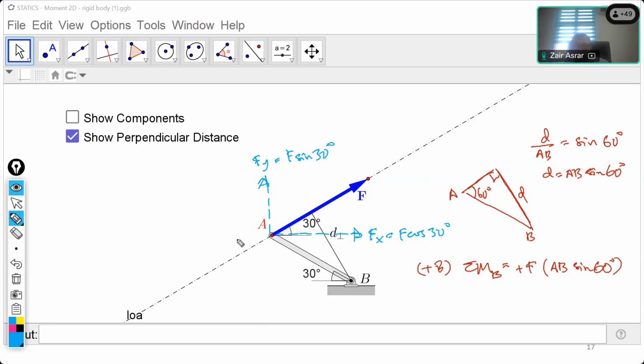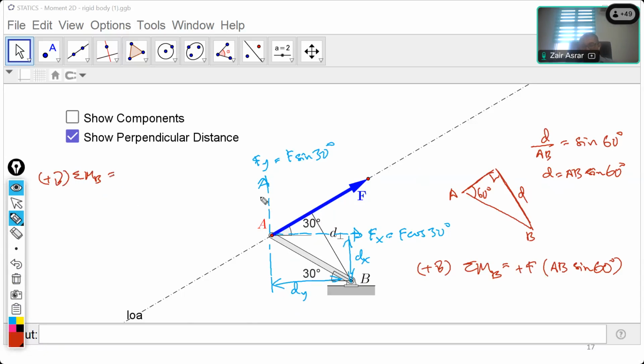So this is the line of force for Fx. So d from Fx towards point B will be this one here, which is equal to dx, and d from the line of force of Fy towards point B will be this one here. So this is our dy. If we want to write down the equation, we are still taking moment at B, summation of moment B, clockwise is positive. That's our convention.